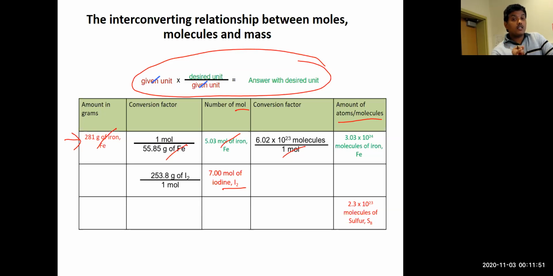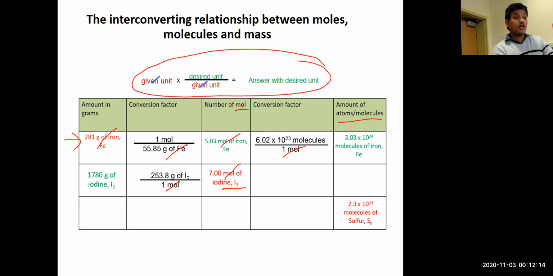1 mole of I2 is going to weigh 253.8 grams of iodine. So now if you have 1 mole in the denominator, you can cancel out the moles and find out that it is going to weigh 1780 grams.